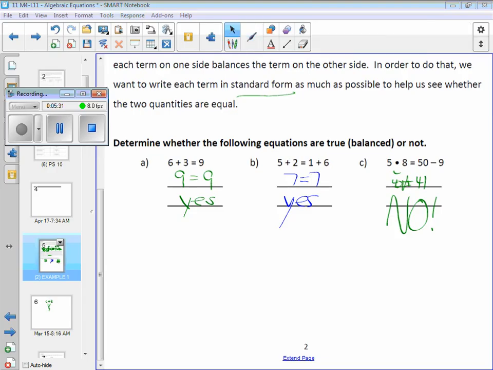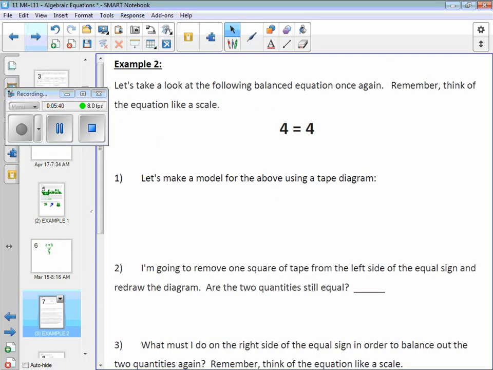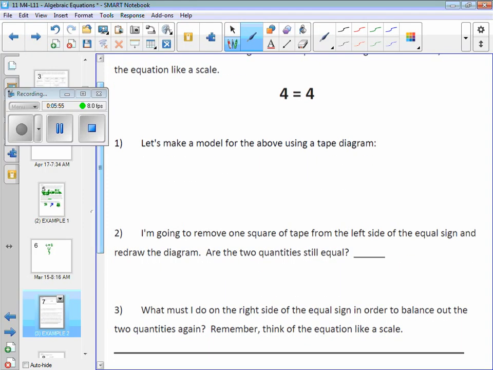Good job. All right, let's take it a step further and model out what we're doing here. Okay, so we have a balanced equation here, 4 equivalent to 4. All right, we're going to use, remember tape diagrams from back in ratios? We're going to revisit it a little bit, not that much, just a little bit so you can see it. Each piece of tape segment is going to represent 1 unit. Good, Jordan. Yep. So make 4 boxes, each one is worth 1.